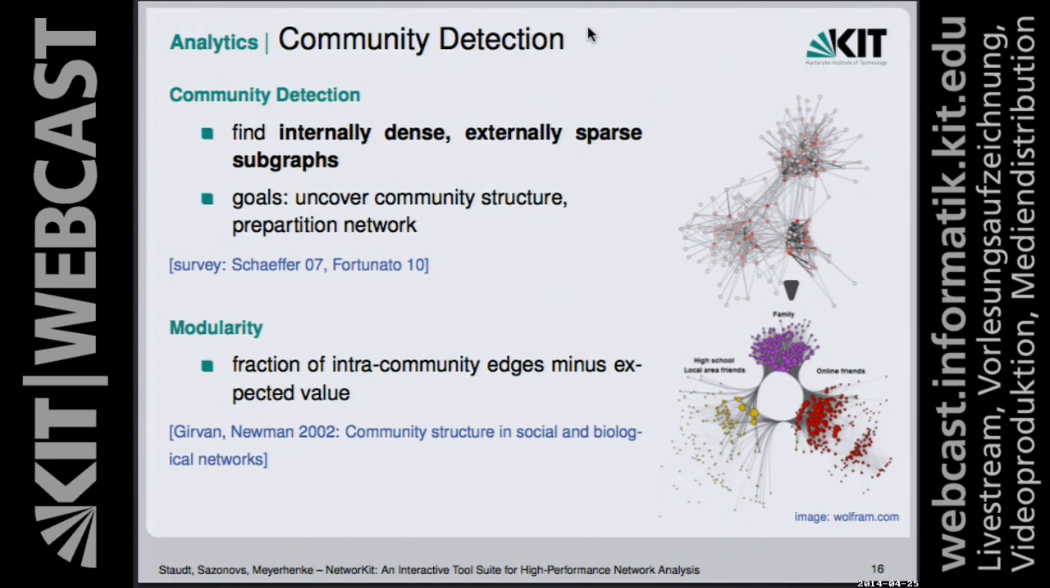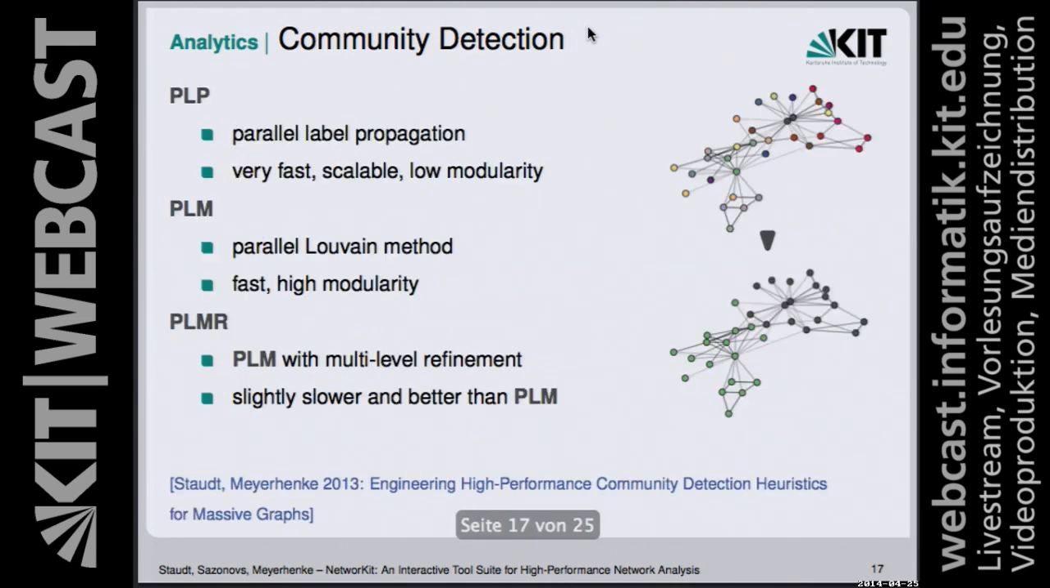A frequent way to do this is to maximize the quality index modularity. This is also the approach we chose, and NetworKit has a set of parallel community detection heuristics, which we tested on very large graphs. Running times on our machine are in the order of minutes, even going up to a billion edges.